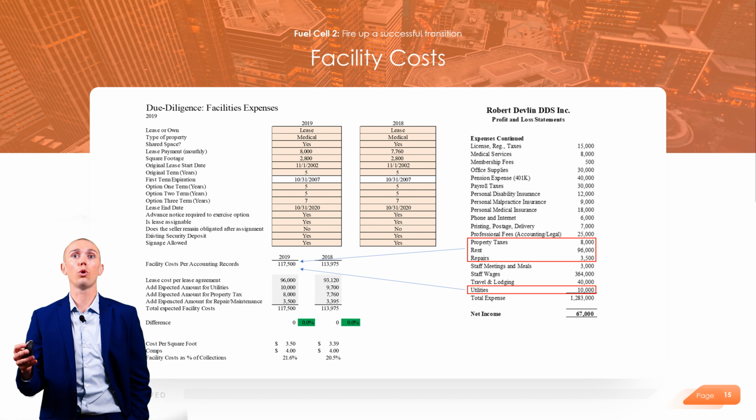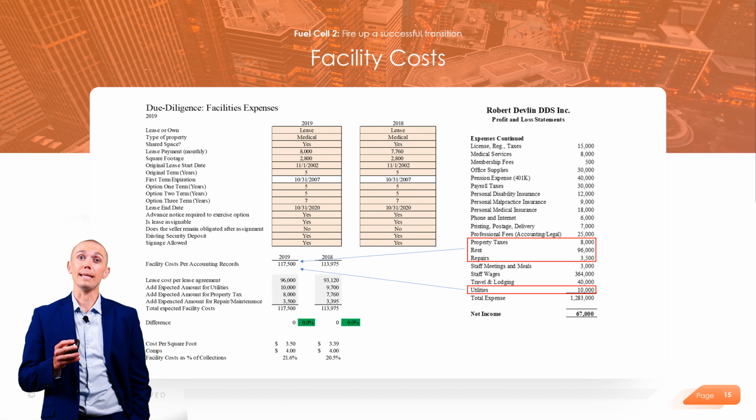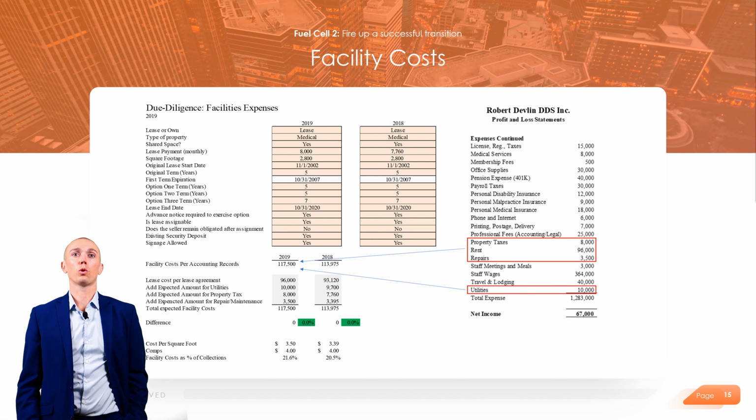And next, we're going to record the number of options remaining and how many years each option will allow us to extend the lease. We're going to record the official lease end date. Is there advance notice required to exercise these options to extend the lease? Typically, you will have to provide your landlord between 60 days and 6 months notice that you plan on extending the lease. Is the lease assignable?